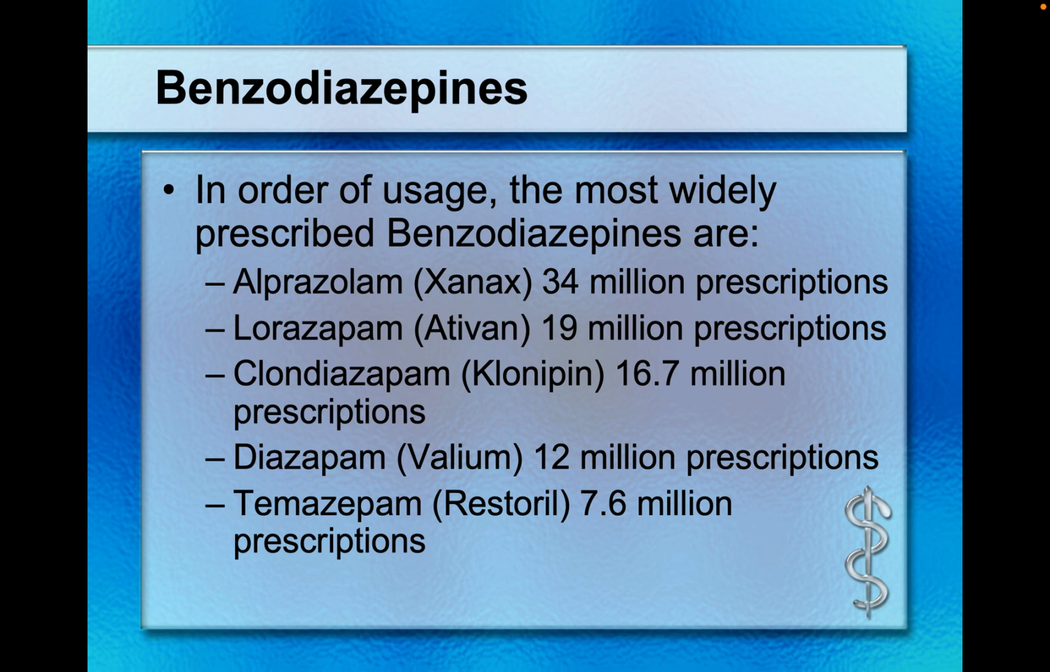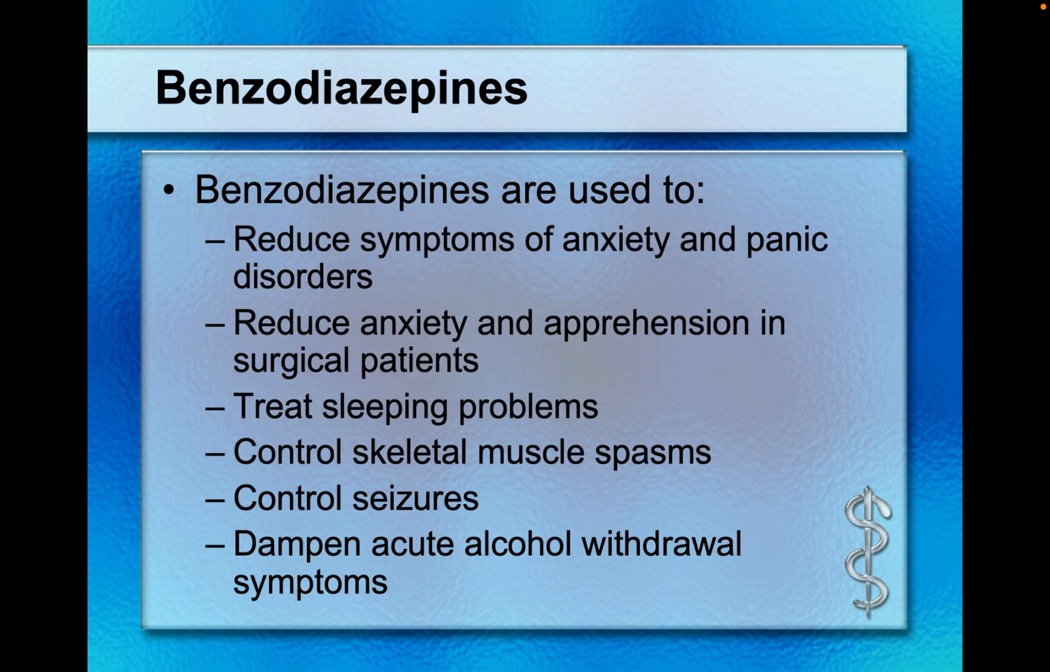In order of usage, the most widely prescribed benzodiazepines are alprazolam, Xanax, 34 million prescriptions, lorazepam, Ativan, 19 million prescriptions, clonazepam, Klonopin, 16.7 million prescriptions, Valium or diazepam, 12 million prescriptions, and Restoril, temazepam, 7.6 million prescriptions.